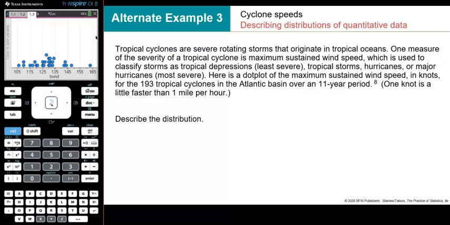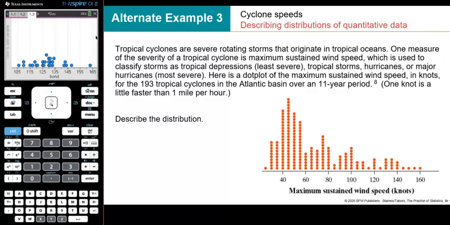Tropical cyclones are severe rotating storms that originate in tropical oceans. One measure of the severity of a tropical cyclone is the maximum sustained wind speed, which is used to classify storms as tropical depressions, those are the least severe, tropical storms, hurricanes, or major hurricanes, which are the most severe. Here's a dot plot of the maximum and minimum sustained wind speeds in knots in Atlantic Basin over an 11-year period.